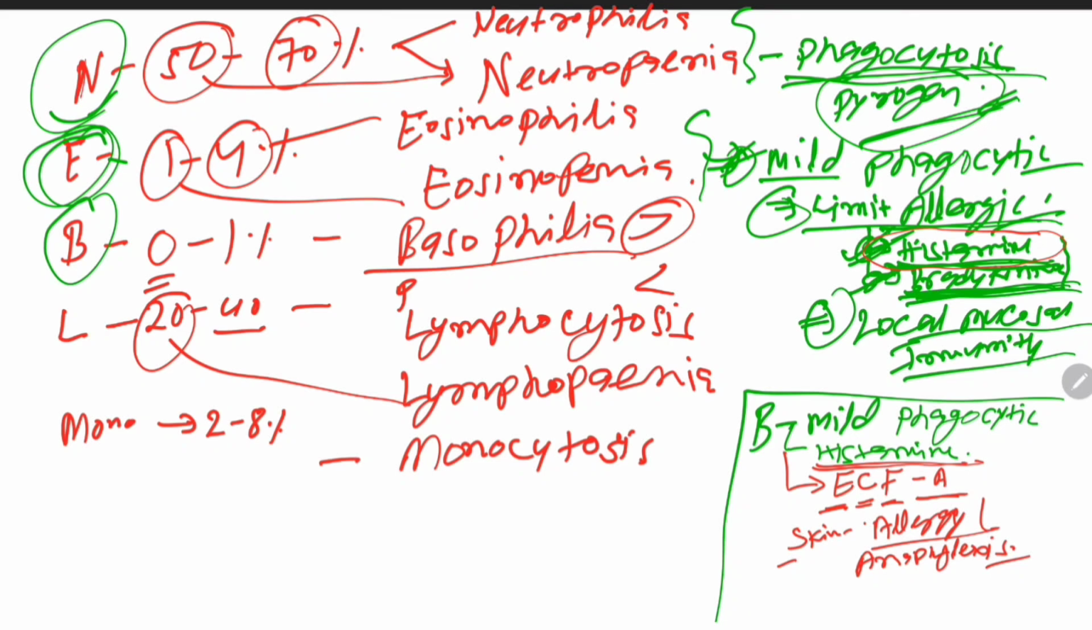So again, I am discussing the basophil. Basophil is mild phagocytic. Normal percentage is 0 to 1%. If the number is more, it is basophilia. Basophil also releases some chemicals, that is histamine and eosinophil chemotactic factor of anaphylaxis, and this is going to produce allergic manifestations like skin reaction to anaphylaxis. It also contains heparin, and heparin, we know, is an anticoagulant.